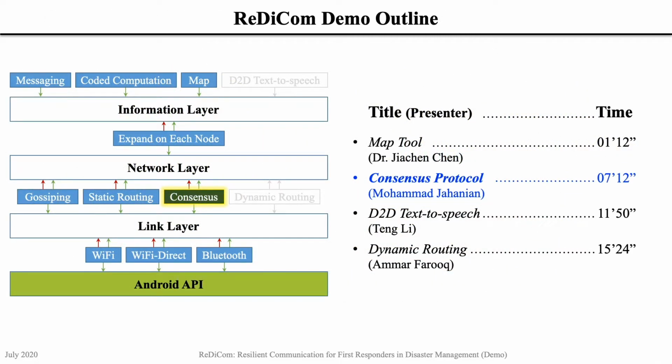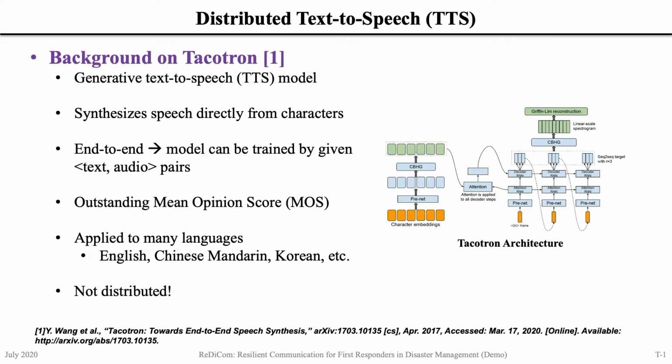The text messages are much smaller and faster in delivery compared to the voice messages. However, they require first responders to keep an eye on the screen. To allow them to operate the system eyes-free, we designed a distributed text-to-speech solution. In our demo, we use Tacotron, which is a recent generative text-to-speech model based on deep learning. Tacotron synthesizes speech directly from characters. It has an end-to-end property, which means that it is directly trained by text-audio pairs.